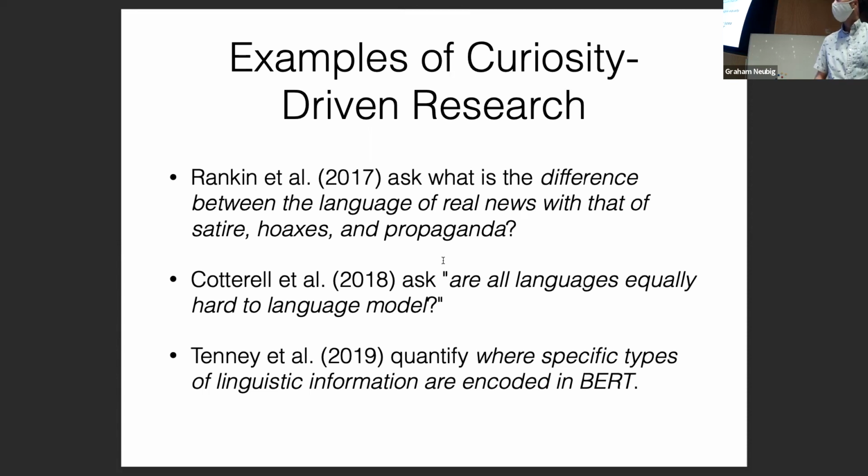And Tenney et al. 2019, I've talked about this already, but they quantify where specific types of linguistic information are encoded in BERT. So this is examining model internals. So I think in a way, this is kind of like a sociolinguistics, computational social science type question. This is kind of halfway in between modeling and computational comparative linguistics, for example. And this one is more like understanding how models work. So these are all reasonable curiosity questions.